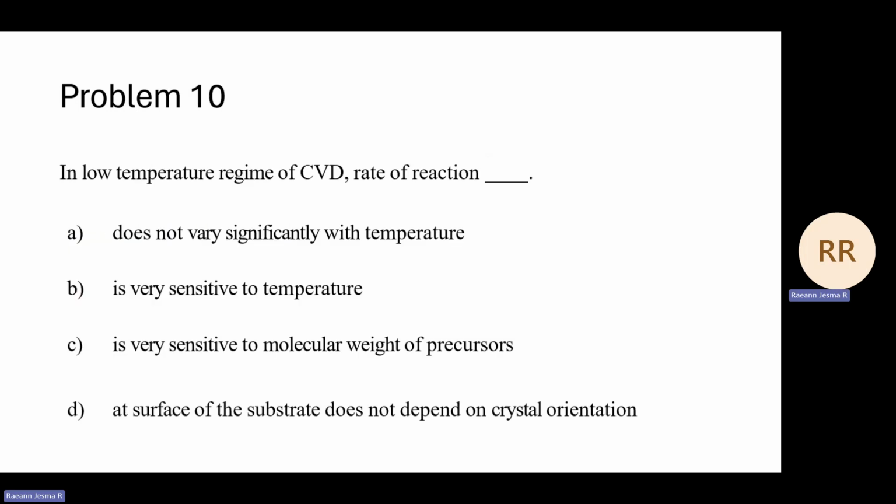So next, we'll move on to problem 10. In the low temperature regime of CVD, the rate of reaction: option A, does not vary significantly with temperature. B, is very sensitive to temperature. C, is very sensitive to molecular weight of precursors. D, at the surface of the substrate, does not depend on crystal orientation.